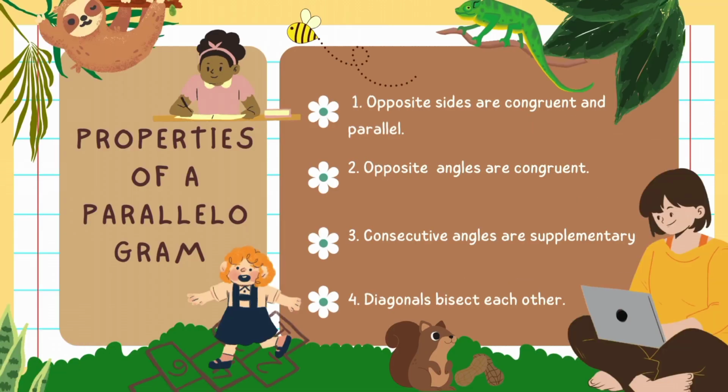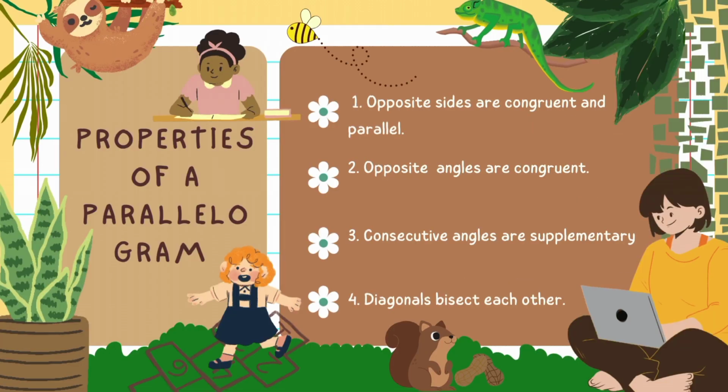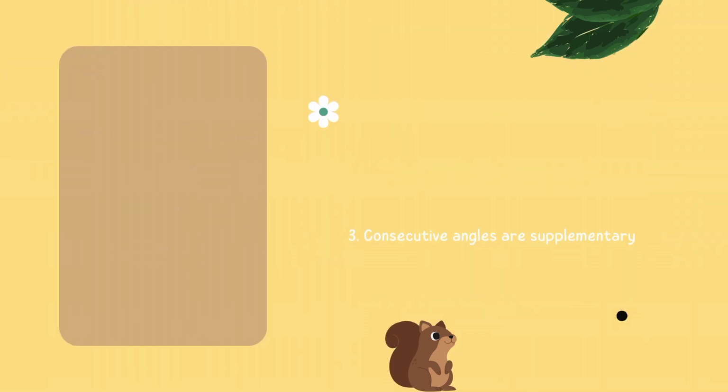These are the 4 properties of a parallelogram. Number 1. Opposite sides are congruent and parallel. Number 2. Opposite angles are congruent. Number 3. Consecutive angles are supplementary. Number 4. Diagonals bisect each other.